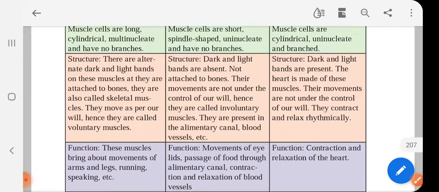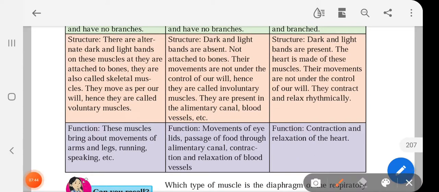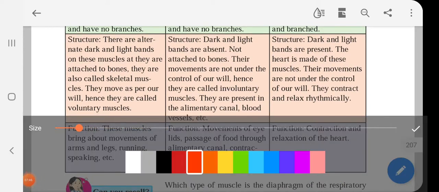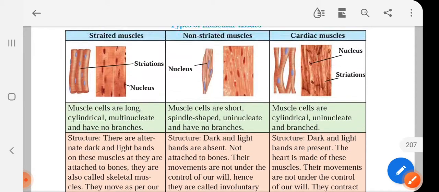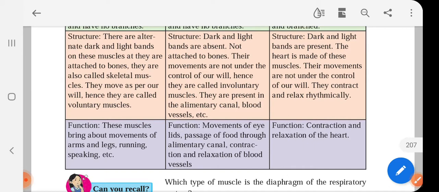Now if you talk about the structure of striated muscles, there are alternate dark and light bands on these muscles. They are attached to bones. They are also called skeletal muscles. They move as per our will. Very important. And that's why they are called voluntary muscles, which help us to carry out voluntary action, the action which we do on our own wish, on our own will.